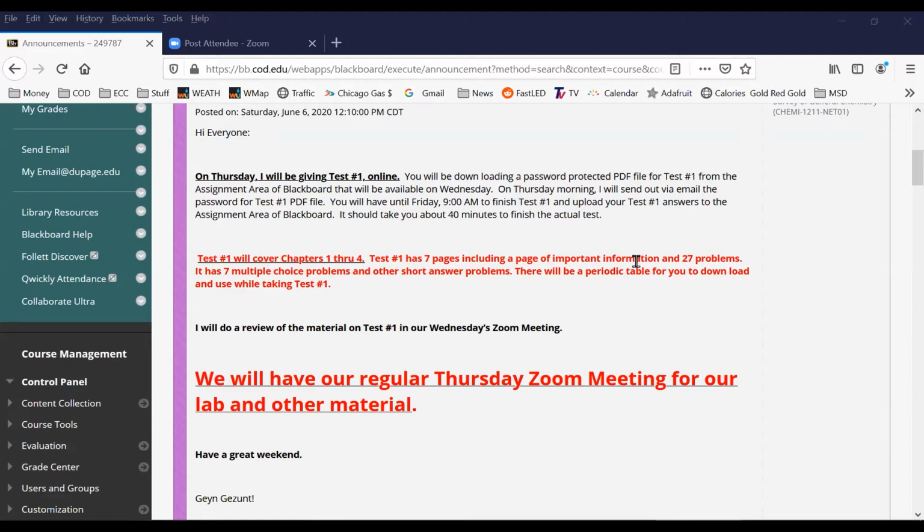I'm not big on multiple choice, but once in a while I'll pop a few on. I've never given a test of my own that's all multiple choice because I historically hate multiple choice tests like that. But anyways, you will have 7 multiple choice. The others are just short answers or workout problems. There'll also be a periodic table for you to download, and I'll show you that in a little while.